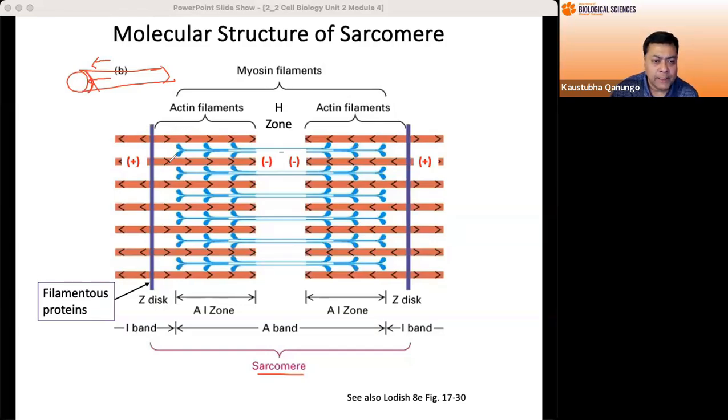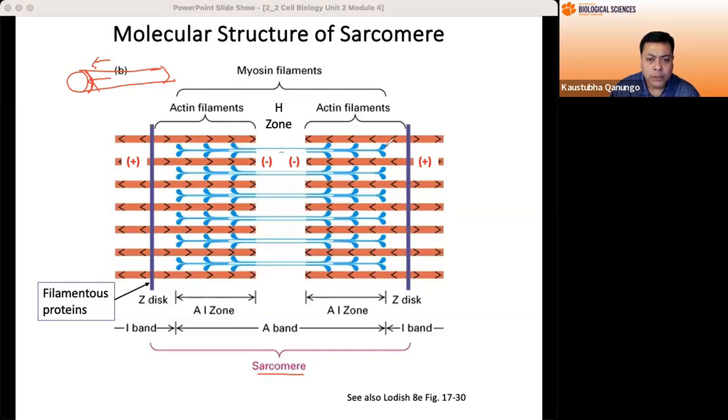So the actin filaments are stacked up like this, where you can see that these are the barbed ends. The barbed ends, or the plus ends, are associated with the Z disc, and the minus ends, which are the pointed ends, are towards the center of the sarcomere. The same way on the other Z disc. So you can see that the actins are associated with the Z disc.